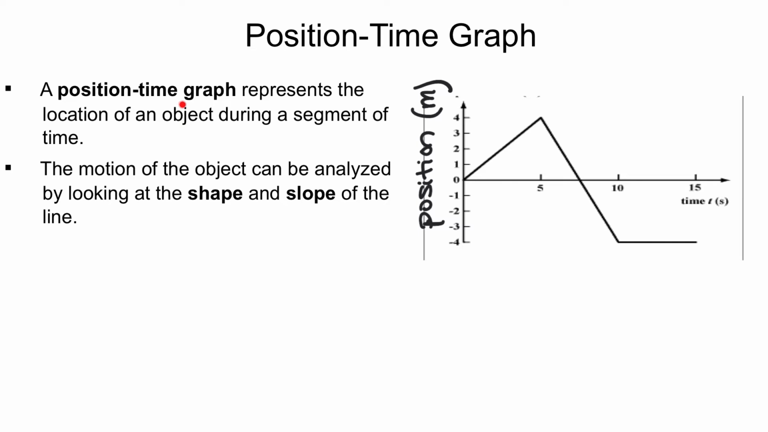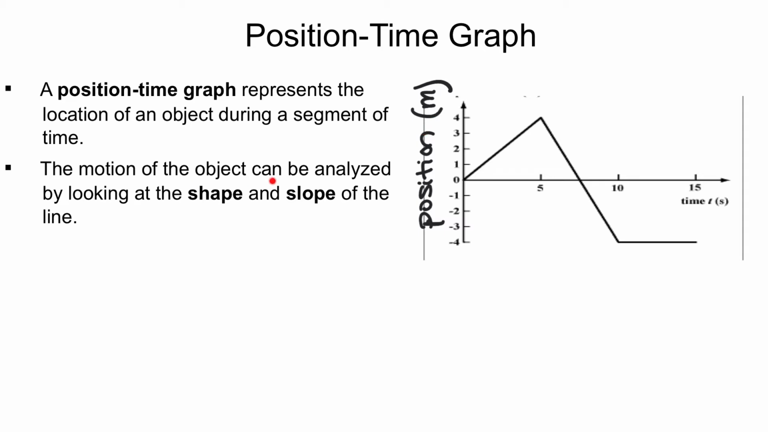A position time graph represents the location of an object during a segment of time. So here we have a nice little position graph. You'll notice on the x-axis is the time. It's typically going to be measured in seconds, not to say it can't be in hours or minutes or something else, but you'll most commonly see seconds. And then on the y-axis is the position or the distance or displacement. That's typically going to be measured in meters, but you may see kilometers or other units of distance as well.